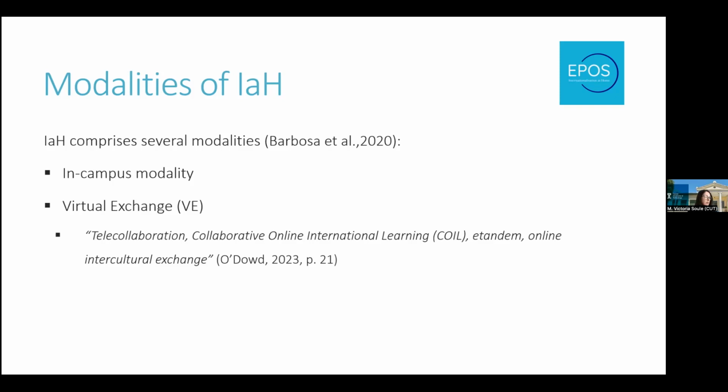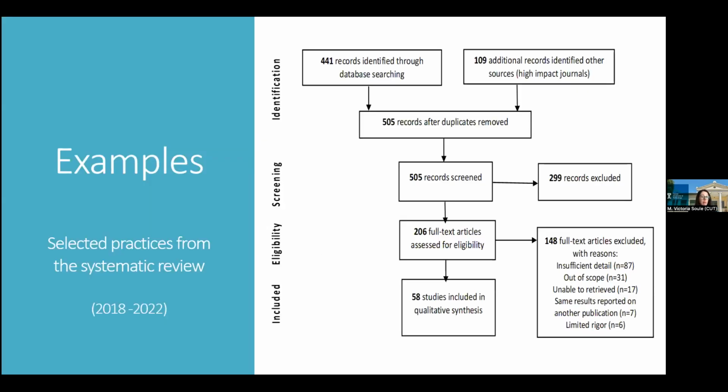So we will move now to some examples that can illustrate all these concepts that I've been mentioning. The examples that I will present are a selection of best practices from a systematic literature review of an initial corpus of 550 manuscripts that were published between 2018 and 2022. I will not illustrate all 500 case studies, but some of them, okay?